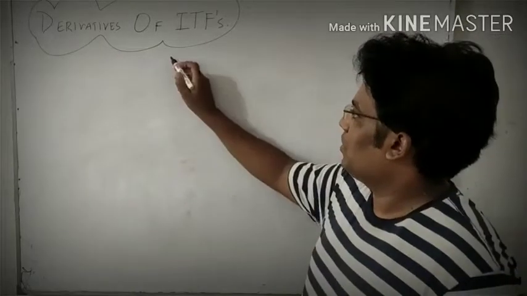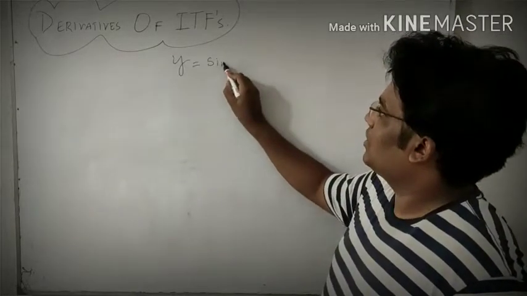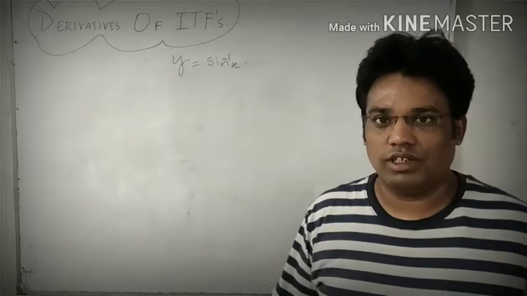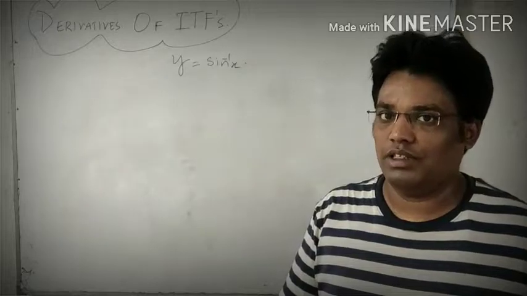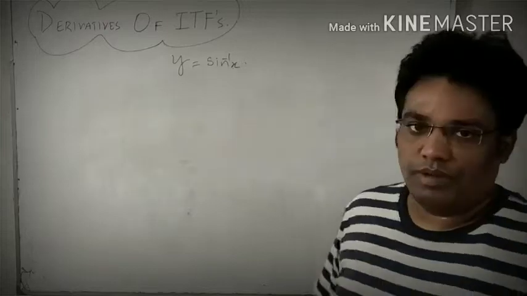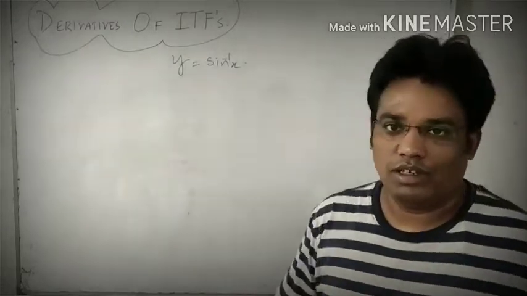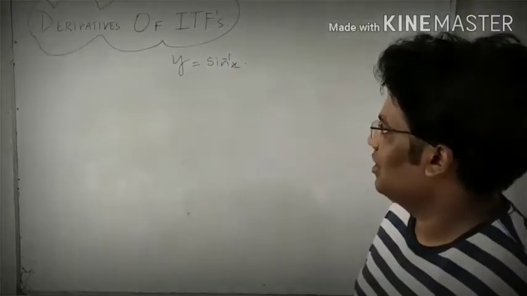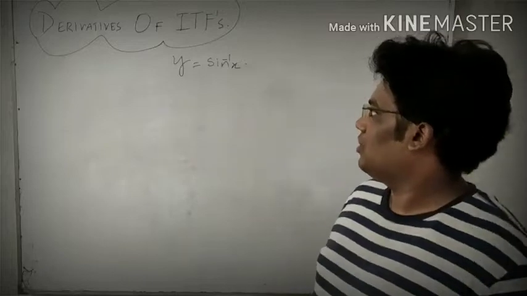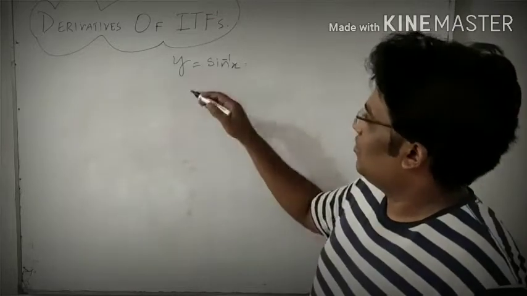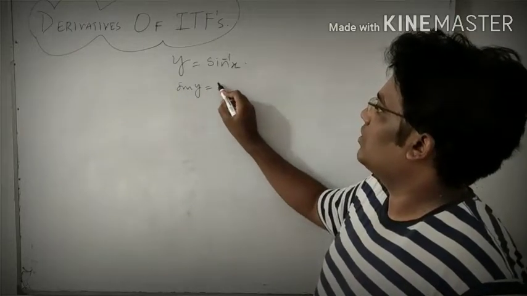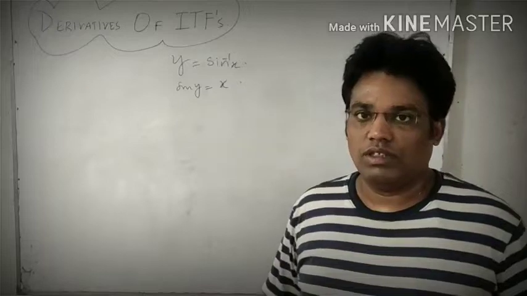So let's go with y equal to sine inverse x. I'm not dealing with inverse functions themselves, I'm dealing with derivatives of inverse trigonometric functions. So you need to know certain fundamentals about inverse trigonometric functions. If possible we'll make a video on that. So y equal to sine inverse x. By using the property, you know that if y is equal to sine inverse x, then sine y is equal to x.